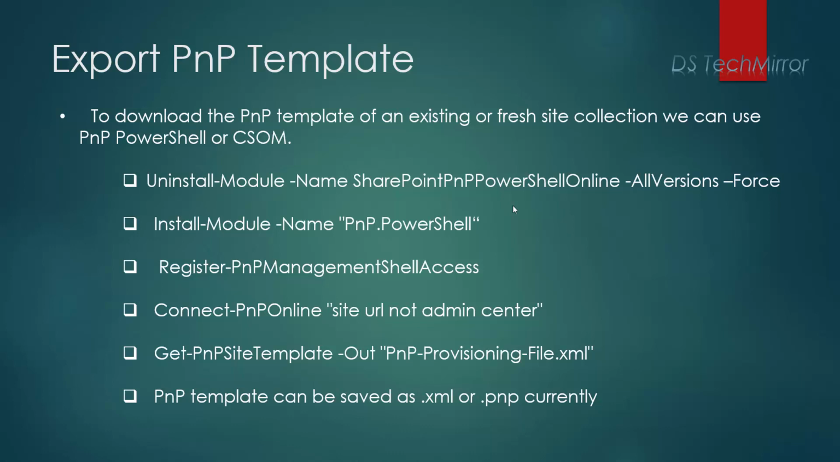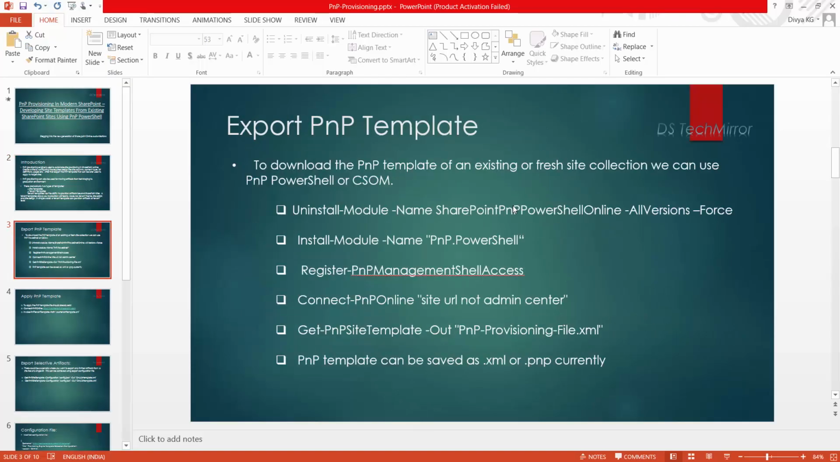Another thing is we can also use CSOM, the client-side object model, using C# we can export the PnP template. We can apply the PnP template by creating a simple console application, but that I will cover in my next video. In today's video, we will see how we can perform the entire provisioning method using PowerShell. So these are the commands below. Instead of taking you through the slides alone, along with the slides I'll start with the demo also. So let me go to my browser.